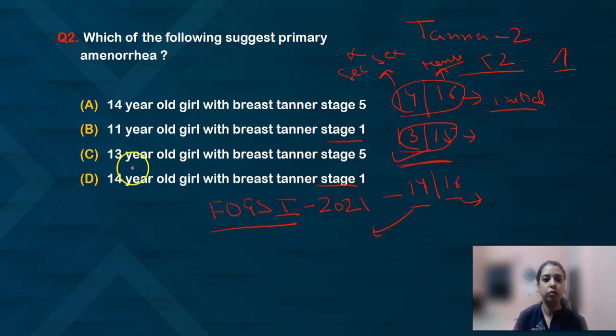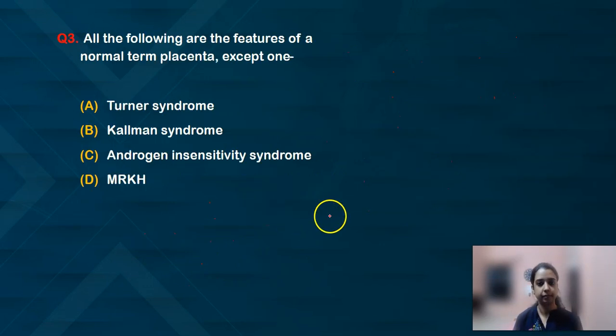Okay, come back to the question. 14 years, breast Tanner 5, she is fully developed. 11 years, breast is not developed, but 11 years is too young. 13, breast Tanner 5, breast is fully developed. 14, breast Tanner 1. Yes, so 14 years, no secondary sexual characters. This is your answer. So remember this, your limit is 14-16. 13-15 is not wrong, but for Indian guidelines, it is wrong. Right? I hope you're not confused. This is your age limit in India.